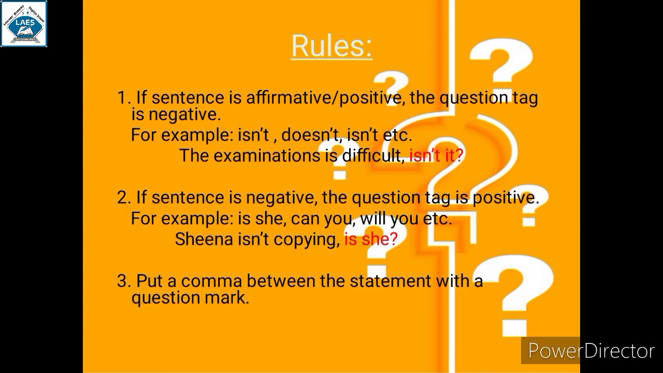For example, Sheena isn't copying. Here the sentence is negative because the word not is there. So we'll use a positive question tag, that is she. Auxiliary verb is, so we'll put is, and then Sheena is a girl, so we'll put she and a question mark.